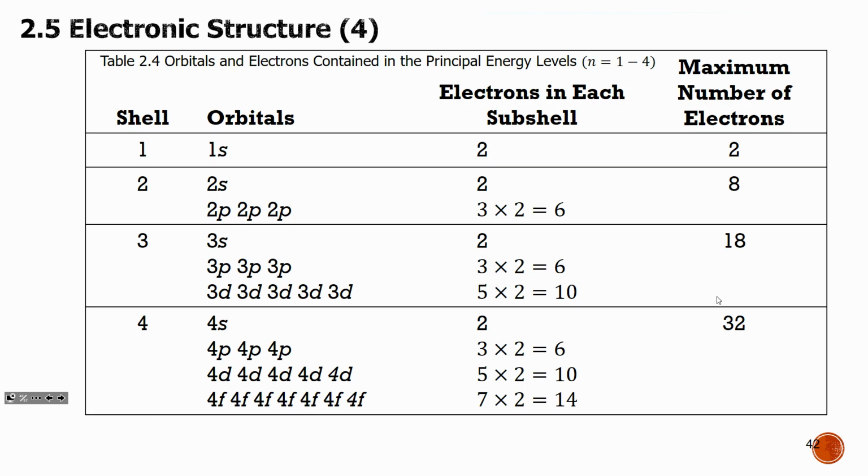All right, the next section here sort of tells us how things go together. So if I have one shell, it's the 1s, and we get a maximum number of 2 electrons. The second shell, we have 2s and 3 2p's, so we get a total of 8. The third shell, we've got the s, the p, and now we've added the d, and the d had 5, so now we're up to 18. The 4th, same thing.